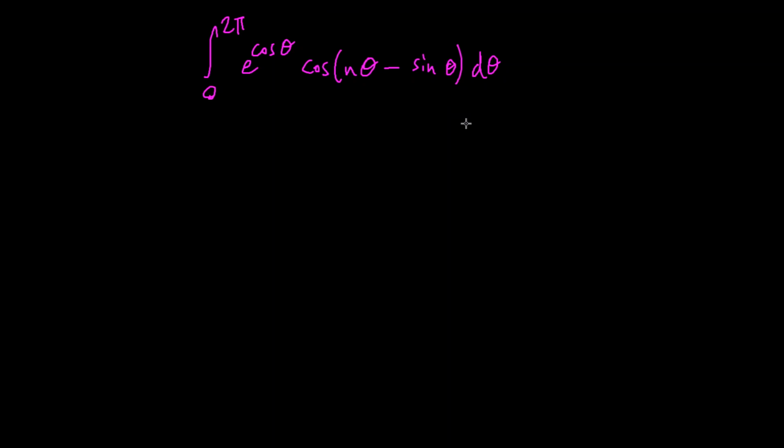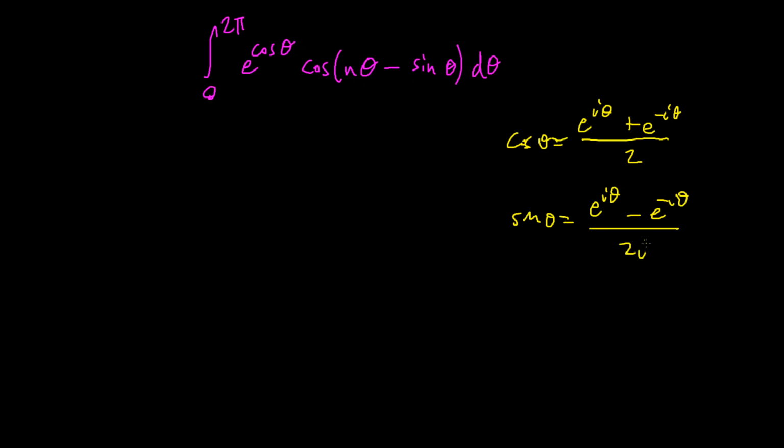The first step we have to do here is to simplify the integrand, and we do that by writing sine and cosine in terms of exponential functions. Now, if you recall, cosine of theta in terms of exponential functions is e^(iθ) plus e^(-iθ) over 2, and sine of theta is e^(iθ) minus e^(-iθ) over 2i.